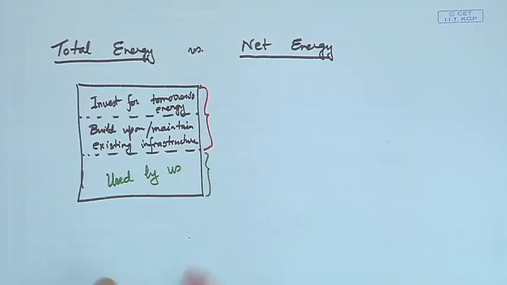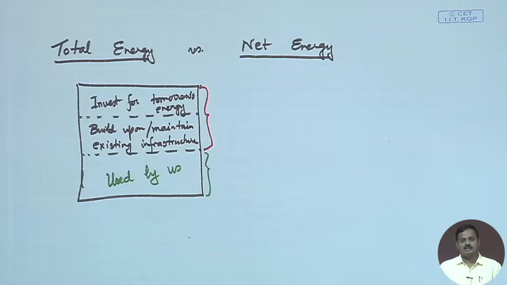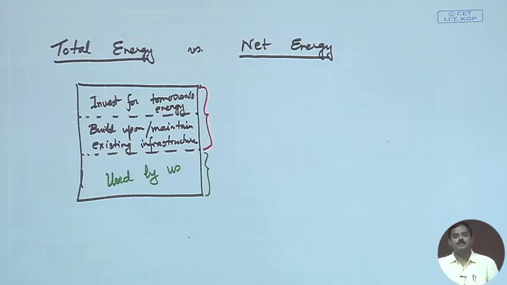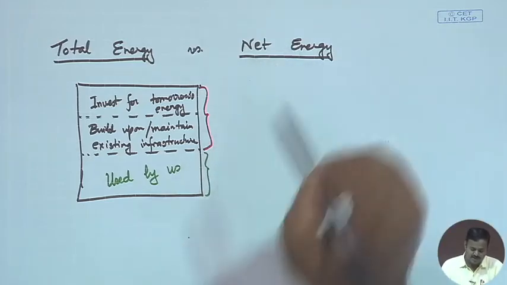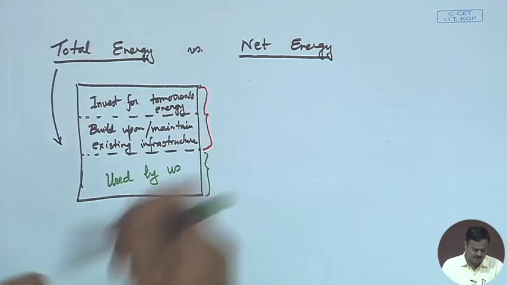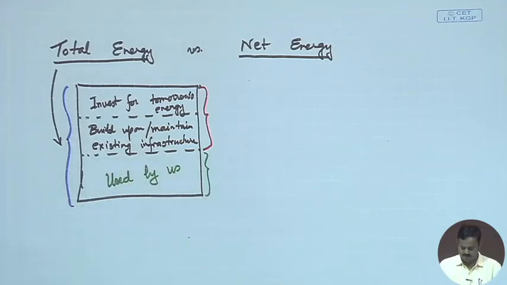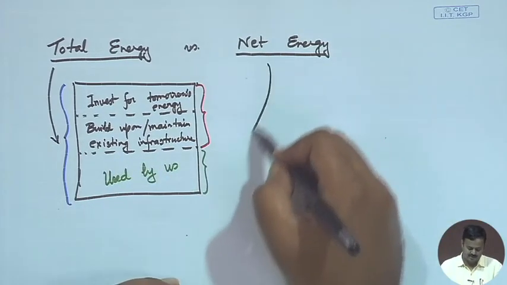Okay. So, this is like if you think about your paycheck, right. Part of it is taken away for tax, and then the rest of it is available to us for use, right. So, this is something that we have to keep in mind. So, this total is the total energy, but net energy is this one.